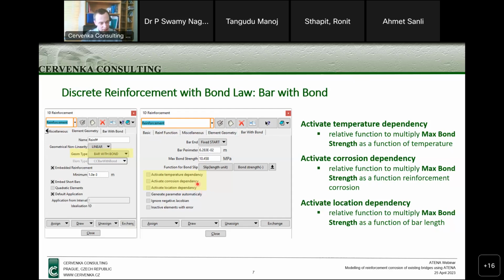Today I will mainly deal with this corrosion dependency, which I will show you how ATENA can automatically calculate the chloride ingress and chloride-induced reinforcement corrosion, and based on this corrosion of the reinforcement bar, the bond strength can be adjusted automatically in your analysis.